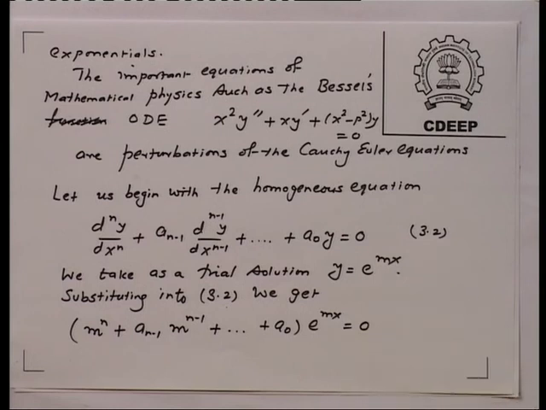So I can think of the Cauchy-Euler equation as an approximation of Bessel's differential equation, right. If I look at the x squared y term and put it on the right hand side, I can think of the important equations of mathematical physics such as Bessel's ODE as perturbations of the Cauchy-Euler equation. It is difficult to solve Bessel's equation, but then you solve an approximation of Bessel's equation. So the Cauchy-Euler equation is an approximation of an important equation in mathematical physics, right. So that is one important thing to remember.